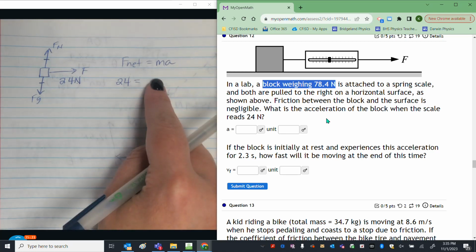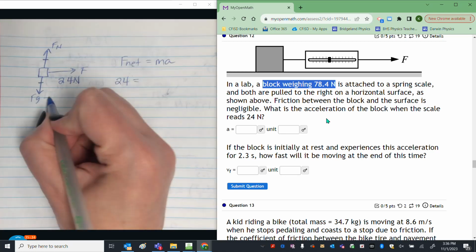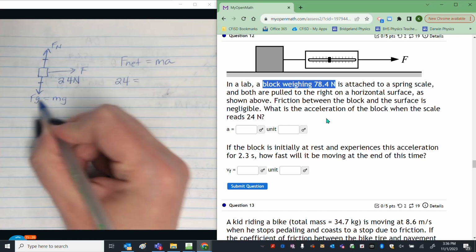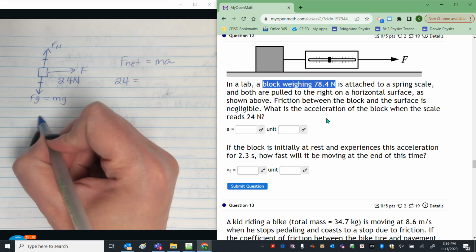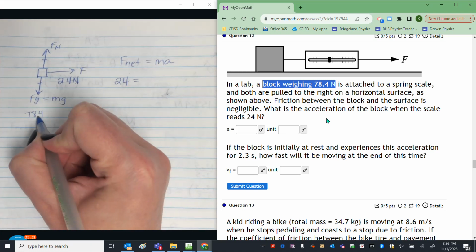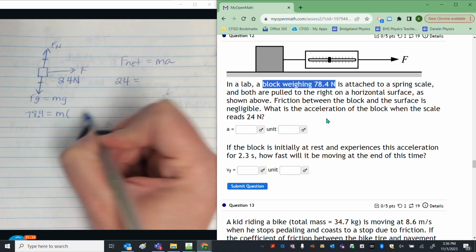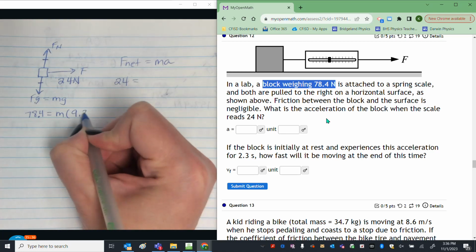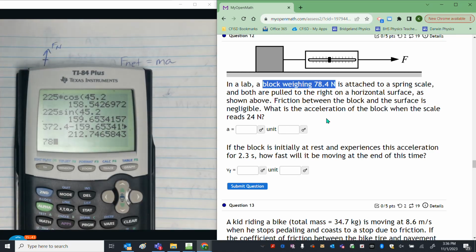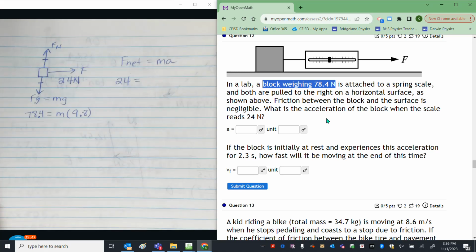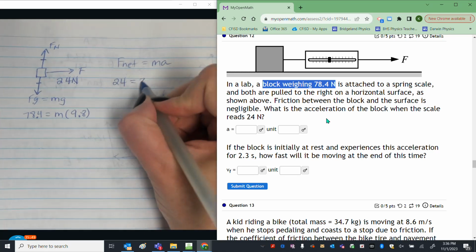That's not a mass. I need to use my weight equation, Fg equals mg. This time they gave me the Fg. It's 78.4. It's equal to mass times my gravitational acceleration. So you're just going to solve for mass. Dividing 78.4 by 9.8 will give you your mass of 8.